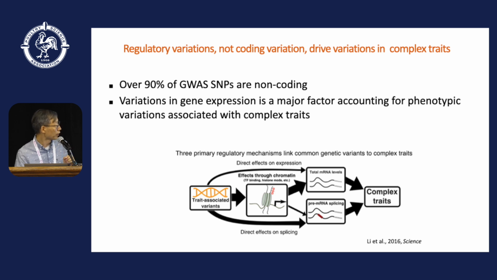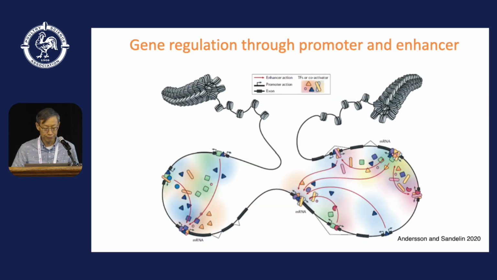They can also have a direct impact on splicing or a direct impact on gene expression, and all of those contribute to complex traits. So if you think about gene expression as a major contributor to complex trait variation, here I give you an idea about how gene expression is controlled: by the promoter and, more importantly, the enhancer, right?